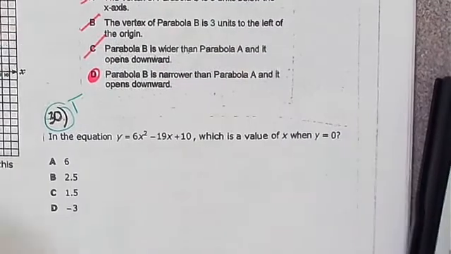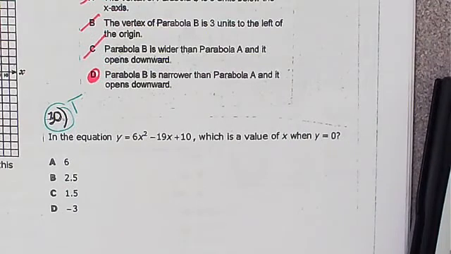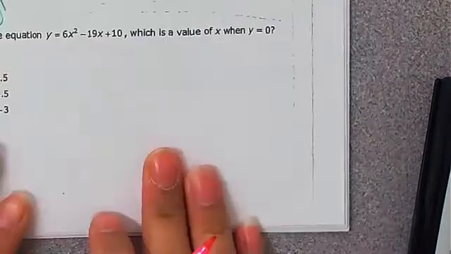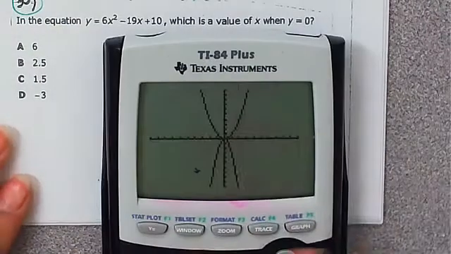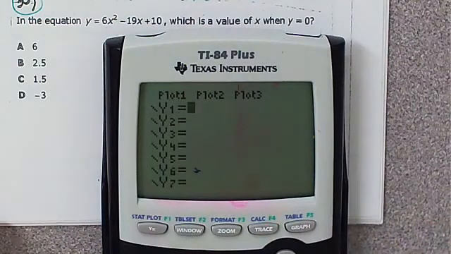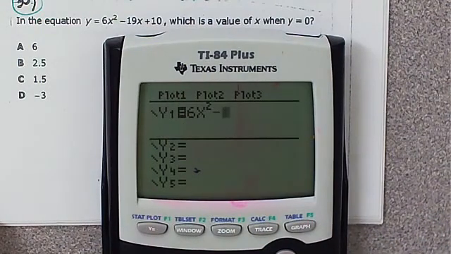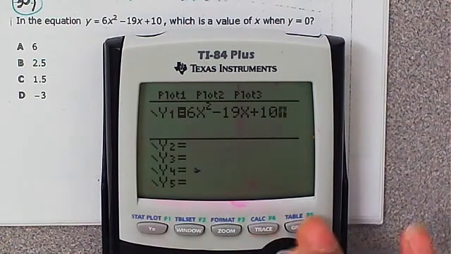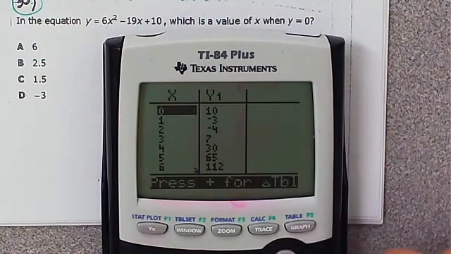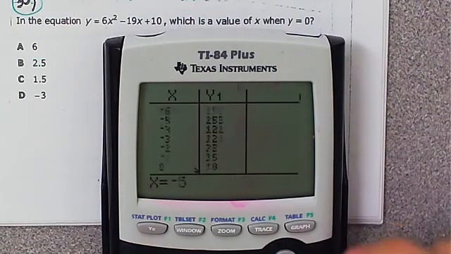30. In the equation y equals 6x squared minus 19x plus 10, what is the value of x when y is 0? All right, if it's in y equals, train your brain that the y equals button is going to help you. And that's true for all quadratics pretty much. 6x squared minus 19x plus 10. I'm looking for x when y is 0, so I'm going to go to the table. They gave me the y. They said y is 0.